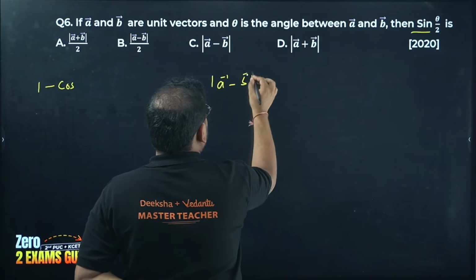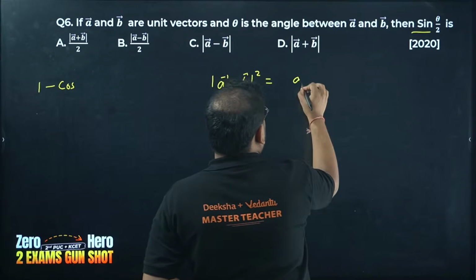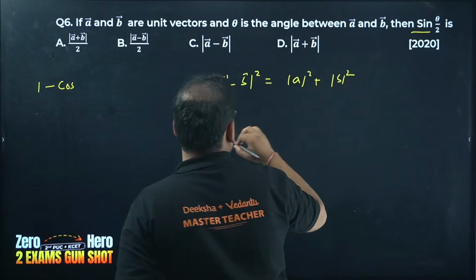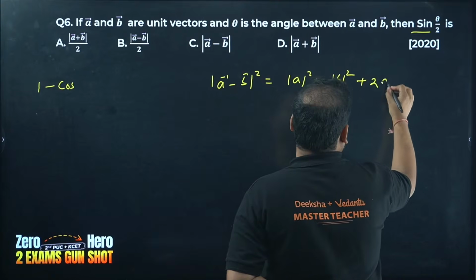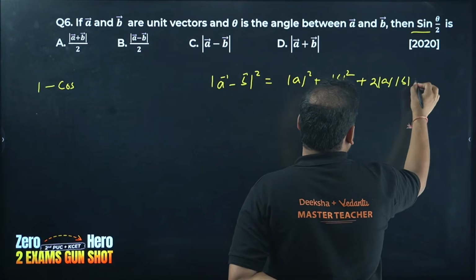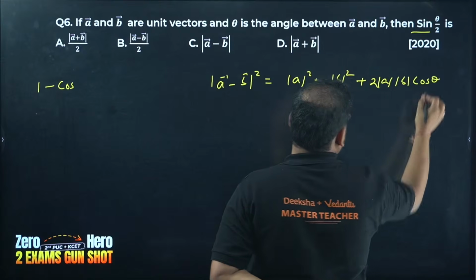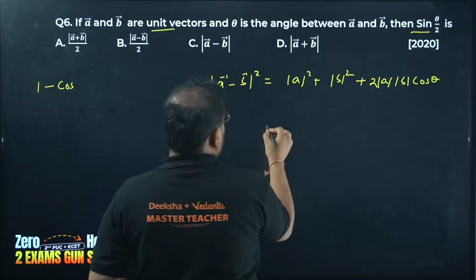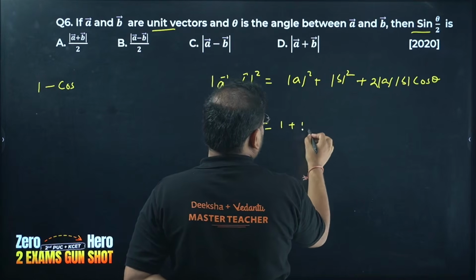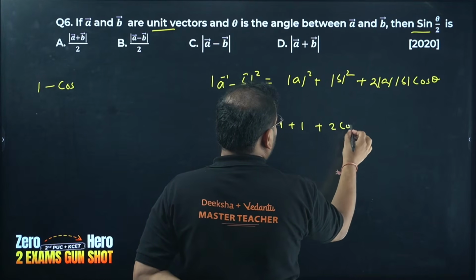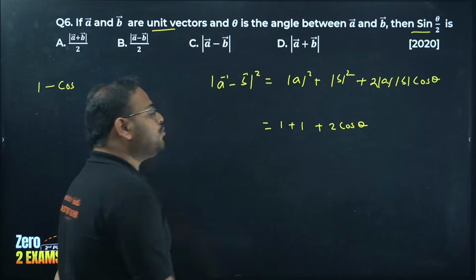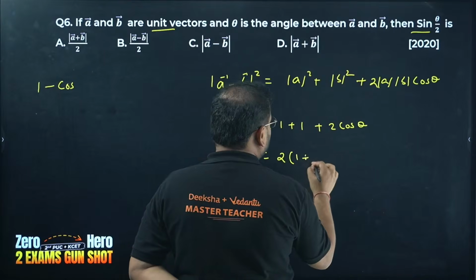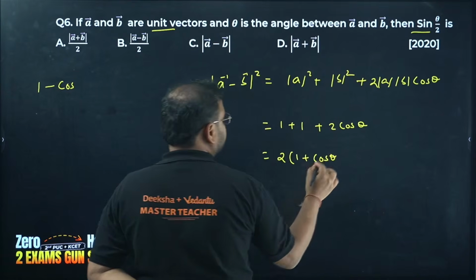A minus B whole square. What are you going to get? Mod of A square, mod of B square, and over here we get twice of AB cos theta. They are both unit vectors, so you'll have this value as 1 plus 1 minus 2 cos theta. Take 2 common, you get 2 times 1 minus cos theta.